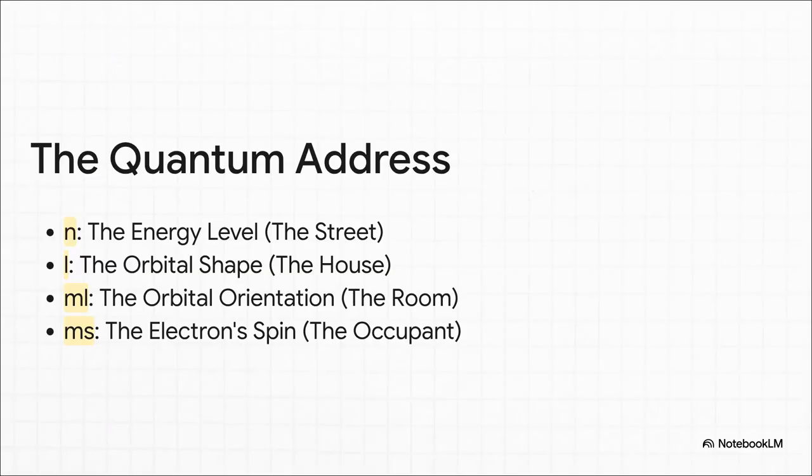It all fits together. So let's just recap our address analogy one last time. N is the street, the overall energy level. L is the type of house, the orbital shape. M sub L is the specific room in the house, the orbital's orientation in space. And finally, M sub S is the occupant itself, defined by its unique spin.